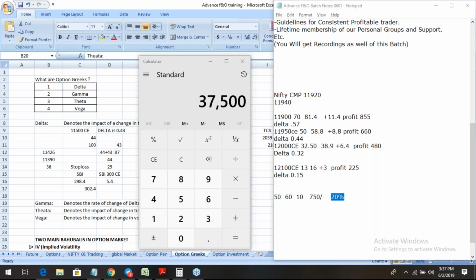How to keep stop loss in options? We don't put stop loss in options. If market is 11,920 and you are buying the 11,950 call, whenever Nifty breaks 11,900, book loss in options as well. Understood? You will lose minimum 10 points.